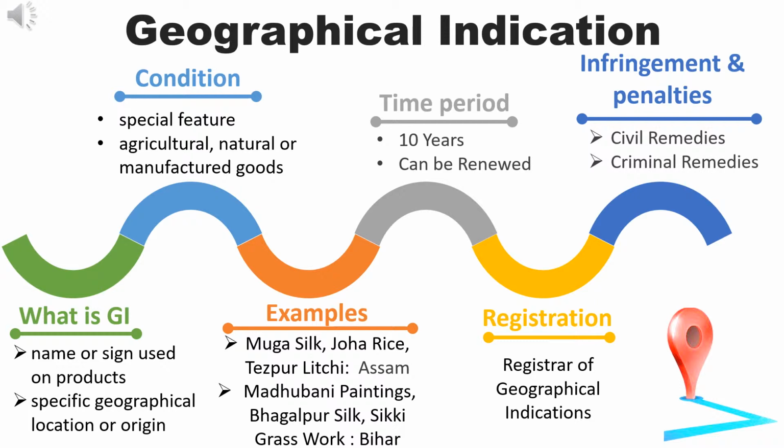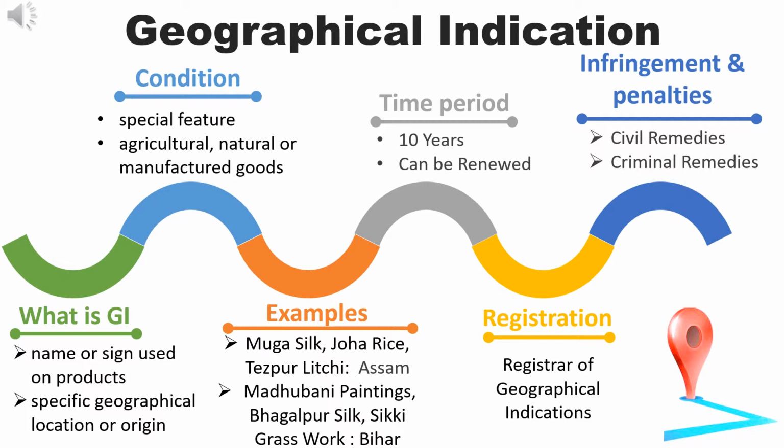A person who is not an authorized user of a registered GI infringes it when he uses the GI in such a way that it shows that the product is originating from a place other than the true place of origin of that good. The second case in which infringement of GI takes place is when a person uses any GI in such a manner which constitutes an act of unfair competition.